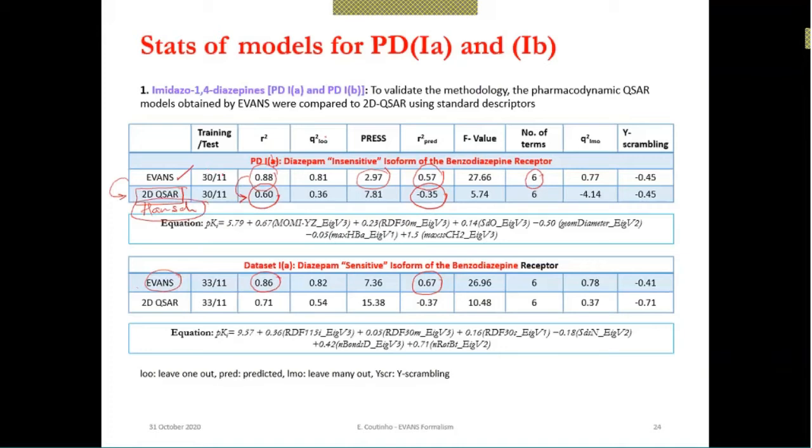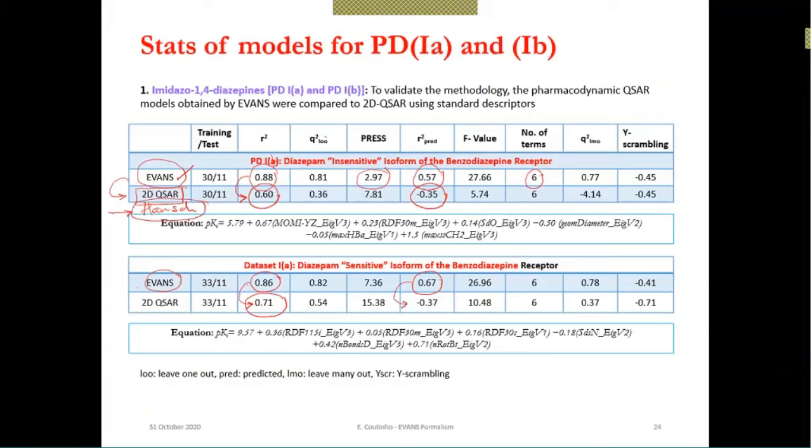Whatever we did for the EVANS methodology in terms of pruning and curating the data sets, and taking care in the modeling, we used the same caution, exercise and precautions in building models for the Hansch methodology. For the PDB-1B data set, the Hansch model is not better than the EVANS model. The same thing happens for the 1A data set. We see that the EVANS model is a little better than the Hansch model.